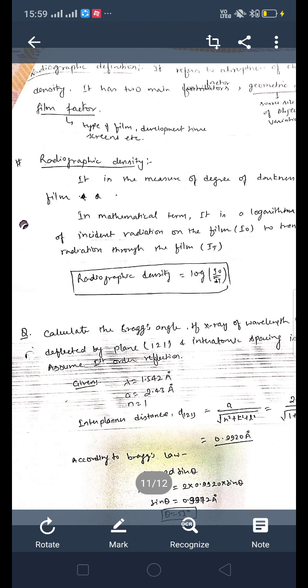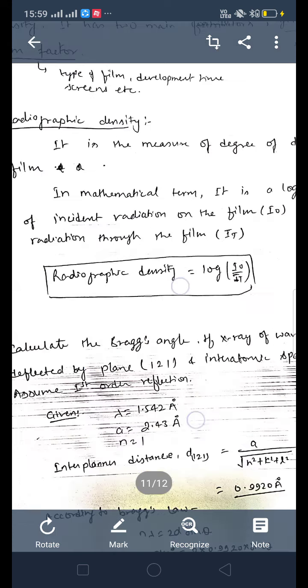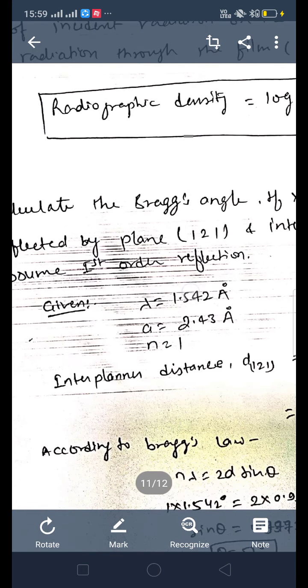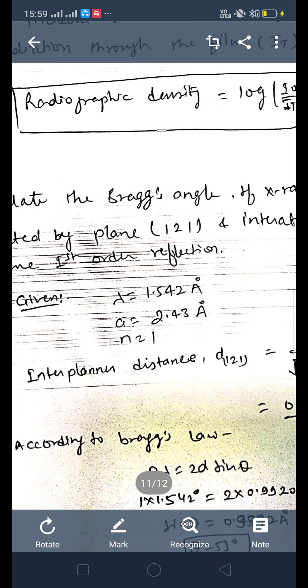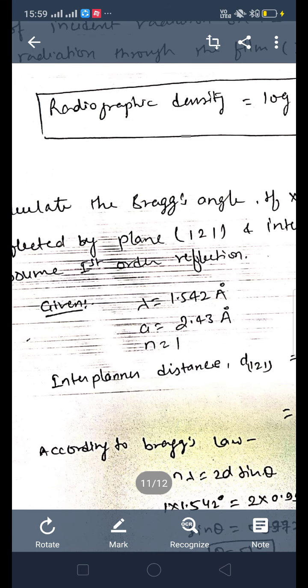Now we are going to solve the problem. The data given, first of all we have to note down on paper. Lambda is equal to 1.542 angstrom, the interatomic spacing a is given as 2.43, and n is equal to 1, because we assume the first order reflection. The first order reflection means n is equal to 1. If it were a second order, then n equals 2.